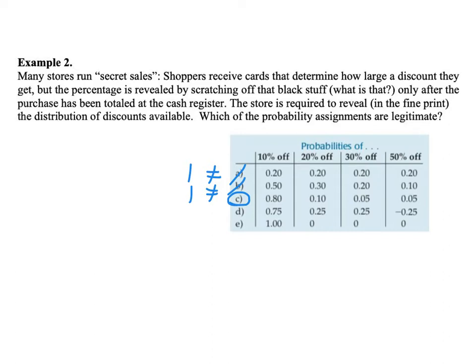D is nonsensical because you can't have a negative probability. It also doesn't add, well, actually it would add to 1, but no negatives, no negative chance of something occurring. It has to be between 0 and 1. And it looks like E is legitimate. It's not a very kind sale. I think that they're deceiving their shoppers, since everybody's getting the chance of 10% off, and, you know, bogus sale, somebody might catch on, but it is legitimate.